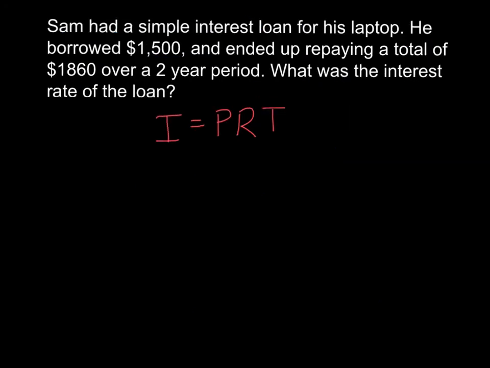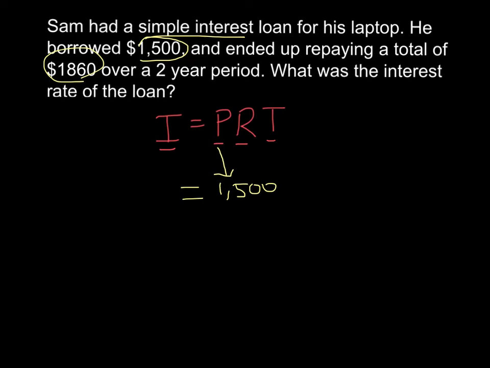As we saw in the previous question, we can rearrange the formula on any question. So we could rearrange it to work out not only the interest, but the principal, the rate, or the time. So if you read this quite carefully, Sam had a simple interest loan, so the formula still applies, for his laptop. He borrowed $1,500. So in this case, he borrowed $1,500. That is his principal amount. And ended up repaying a total of $1,860.